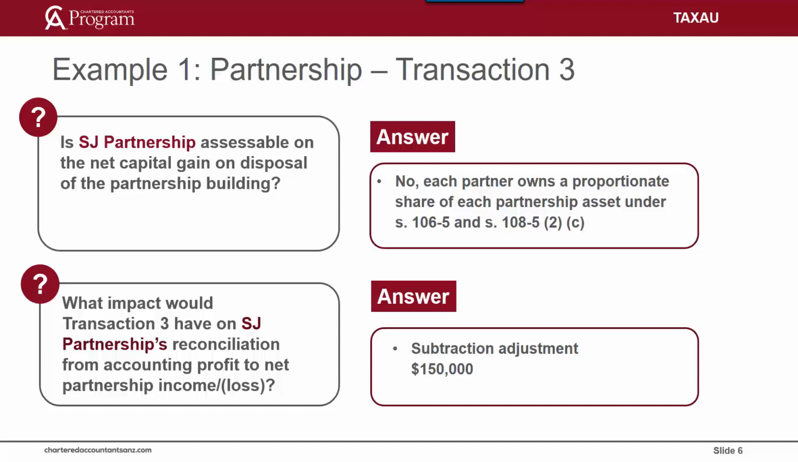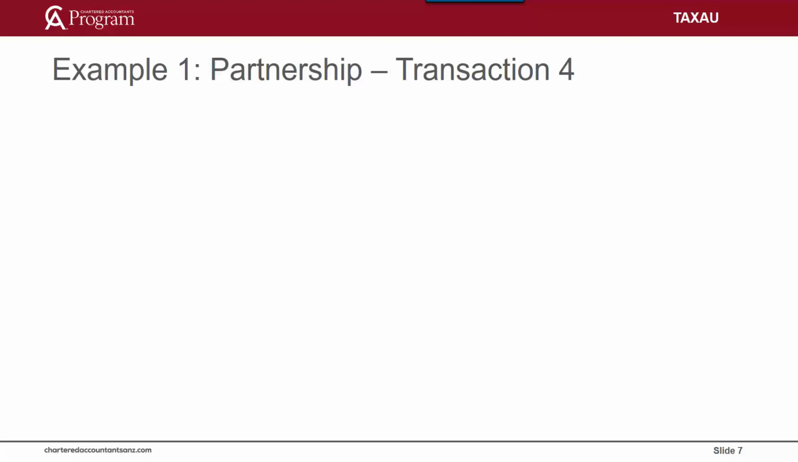However, the capital gain will then be included as assessable income at the partner level based on their 50% share of the capital gain, calculated as $400,000 less $290,000, which is the cost base, which gives a gross capital gain of $110,000. The individual partner share of the gross capital gain would be $55,000 before applying the CGT 50% discount. Therefore, the net capital gain after CGT discount would be $27,500. So let's consider Transaction 4.